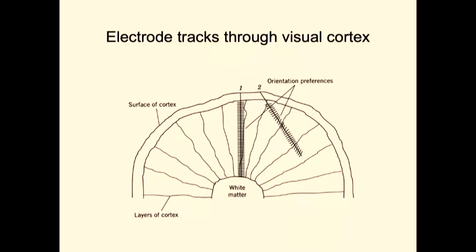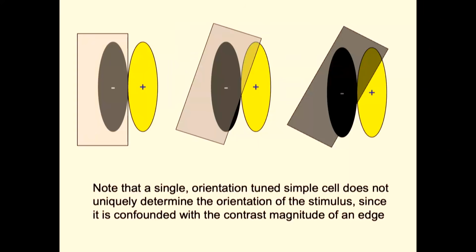Whereas if you insert the electrode obliquely to the cortical surface, you go through a bunch of columns, and so the orientation preference changes as a function of the electrode position. We saw some pictures of orientation columns.